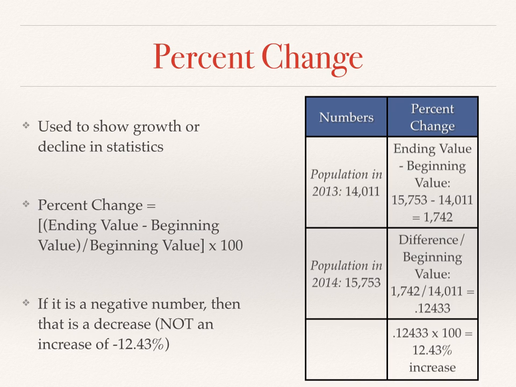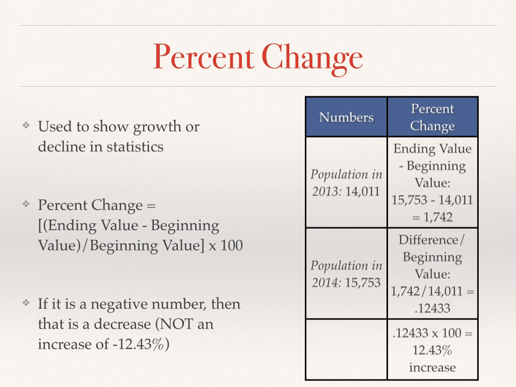Therefore, 1,742 divided by 14,011 equals 0.12433. Now, in order to turn this number into a percent, you need to multiply it by 100. When that's done, you get your final result, which is that the population of the town increased by 12.43% during the year.